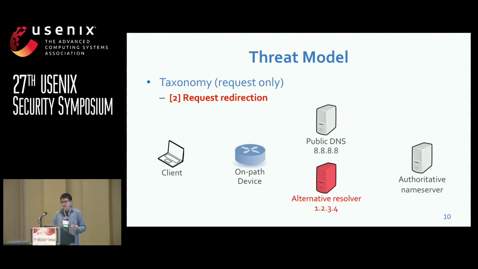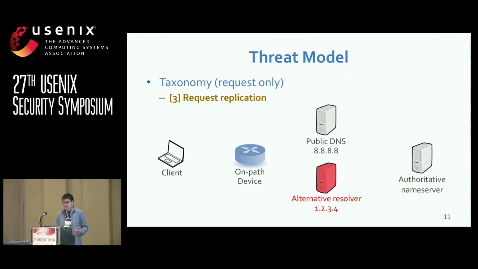The second case is called request redirection. A client sends a request to a public DNS, but it is then redirected to an alternative resolver, not reaching the public DNS. So in this case, the specified public DNS is completely removed from the DNS resolution process, and from the view of the name server, it sends only one request from the alternative resolver.